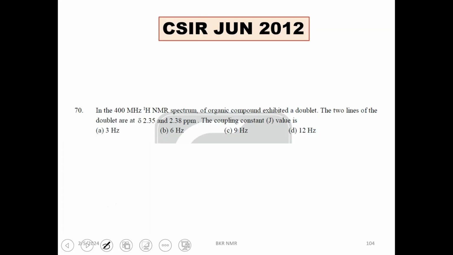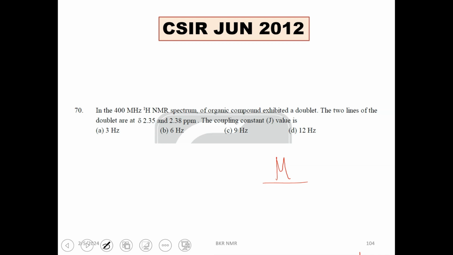Problem is from June 2012. What they're asking is to calculate the coupling constant, and what they've given are the chemical shift values of the doublet. So suppose I have a doublet like this. So this is a doublet and they've given the chemical shift of these doublets.